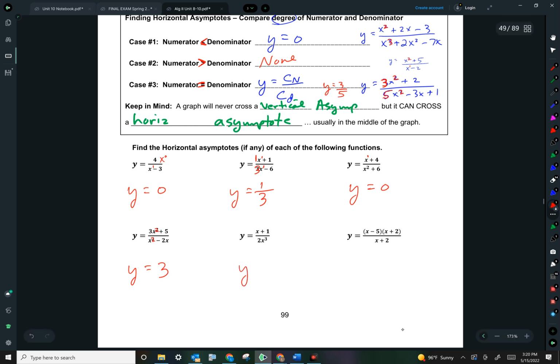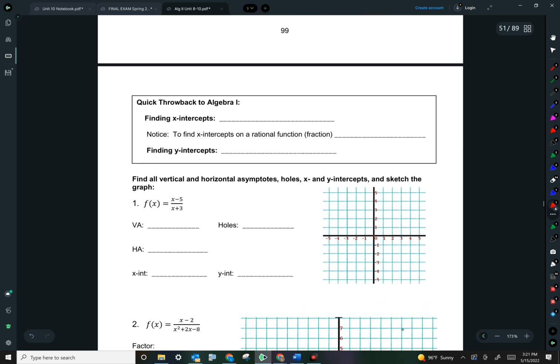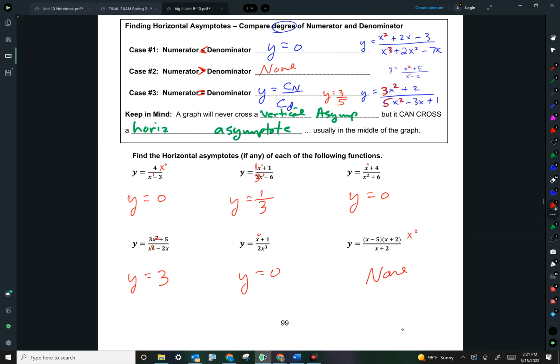Next one, the degree of the top is 0, the degree of the bottom is 3, so the top is less, so y equals 0. And on this one, even though they're not multiplied out, you can tell that if it was multiplied out, the top would be an x squared, so the degree of the top is 2, the degree of the bottom is only 1. Remember, when the top is more than the bottom, there are no horizontal asymptotes. Okay, so in general, that's finding horizontal asymptotes.